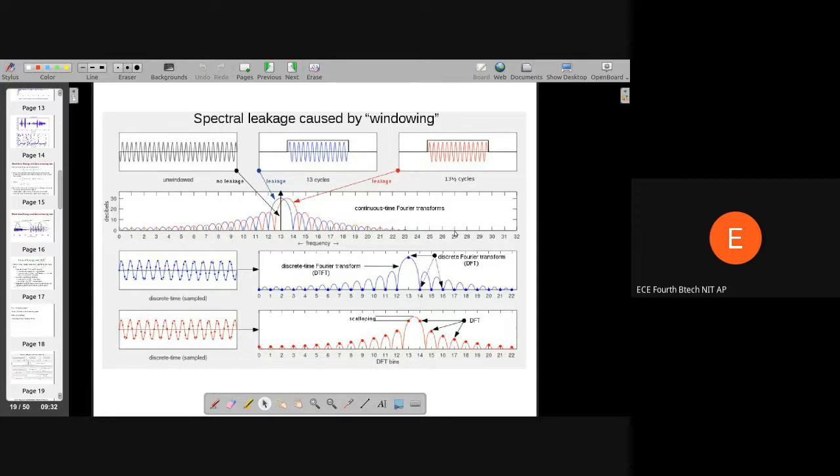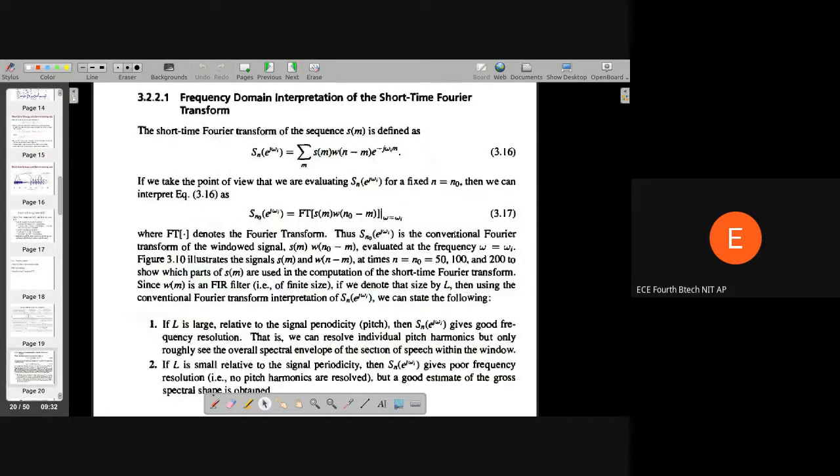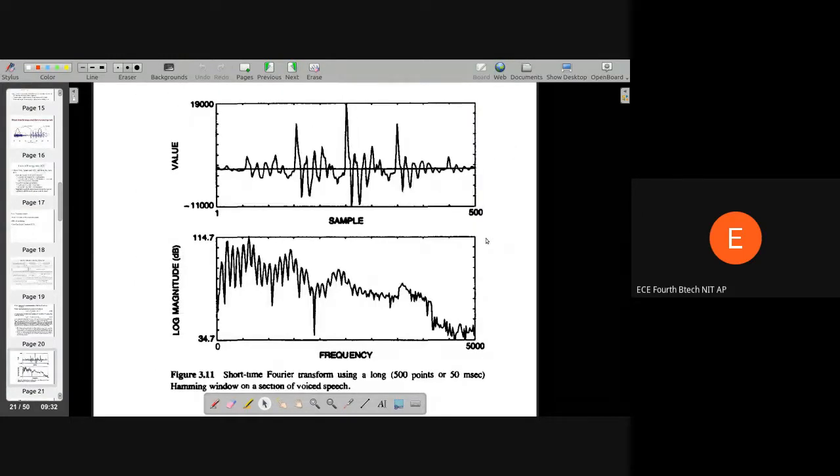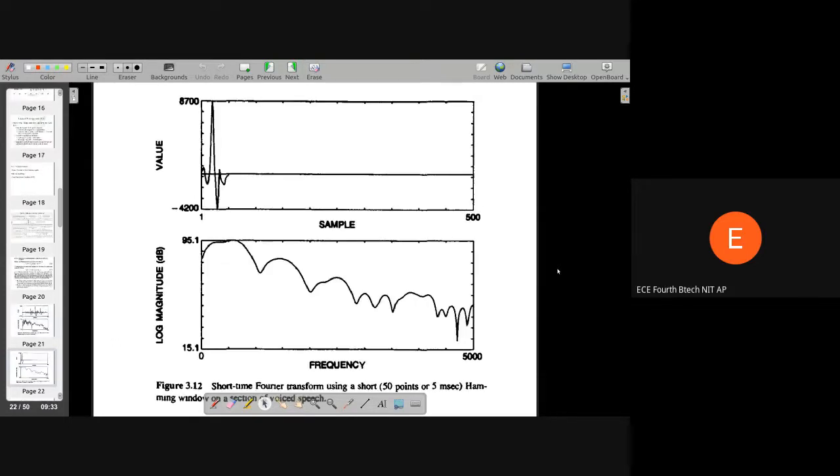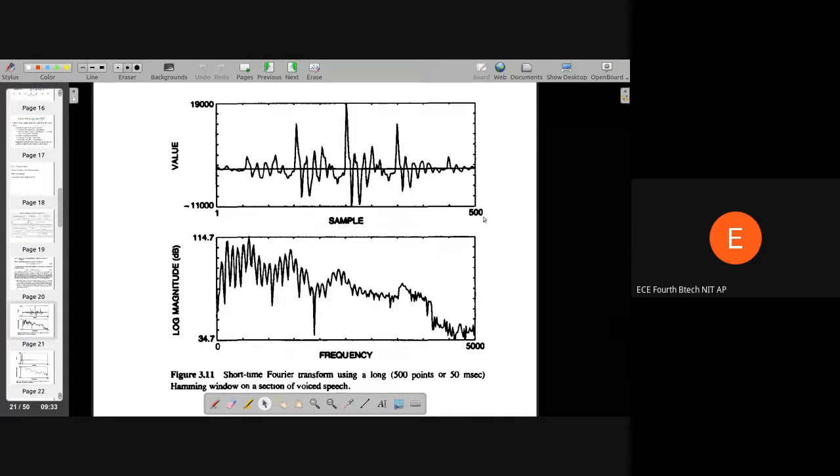So now coming to the things we discussed regarding the short-time Fourier transform. The short-time Fourier transform is the Fourier transform of s[m]w[n-m], which is the windowed part of the signal. We have talked about all that. Please revise. Remember, generally log magnitude is used. Previously, a 500-sample length, or 50 milliseconds, was taken as the window size. This results in this kind of spectrum.